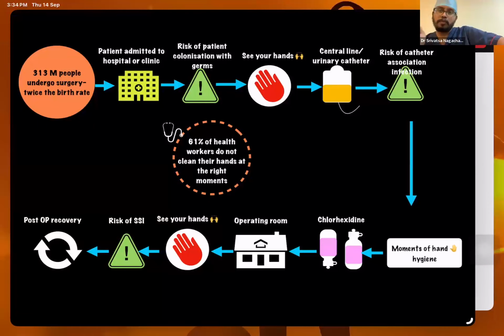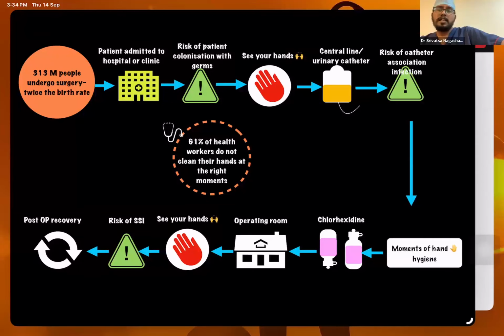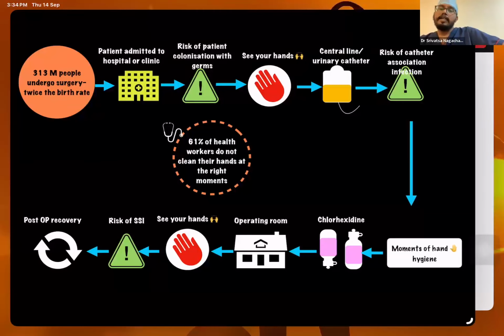You need to wash your hands before you take care of the patients. And once you put in pre-op optimization like central lines or urinary catheters or whatever, again that breaches the barrier and increases the risk of catheter associated infections. And then again your moments of hand hygiene come into play. So you need to use your chlorhexidine, wash it, and then the patient may go to the operating theater. And there again, as I told you, before performing any surgery, you need to wash your hands properly and wear the proper universal precaution measures.